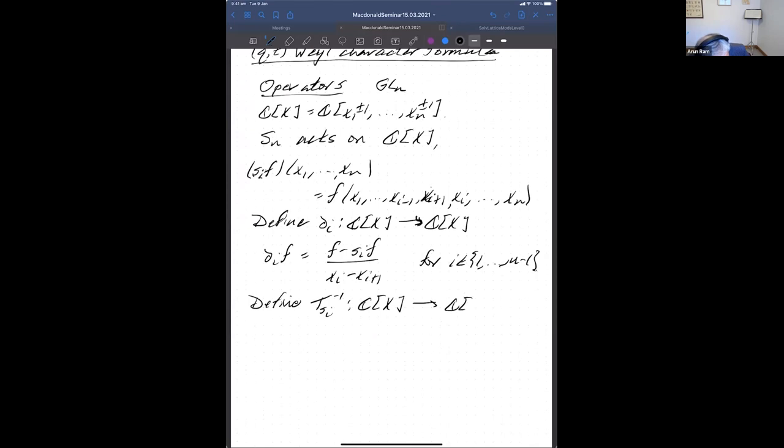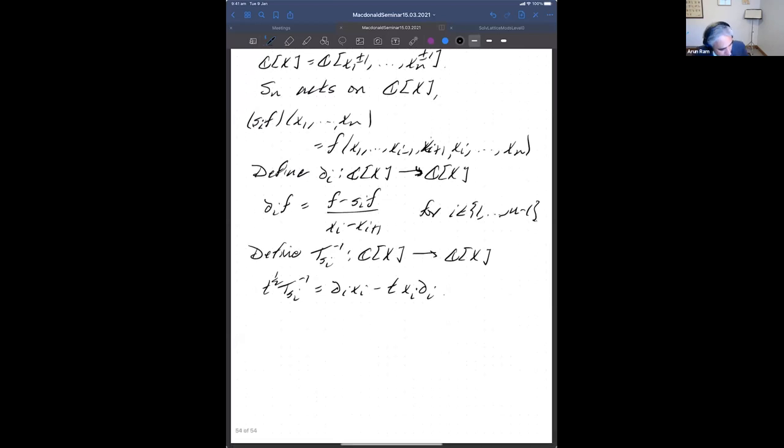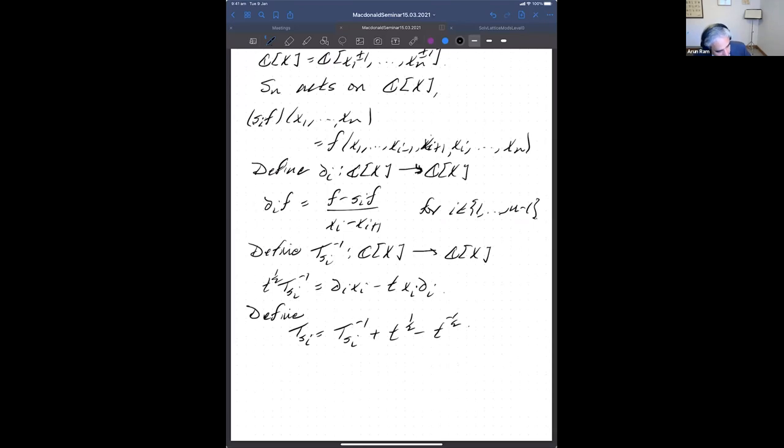So I'll start by defining T_{s_i}^{-1} simply by the following equation: t^{1/2} T_{s_i}^{-1} is ∂_i x_i − t x_i ∂_i. Actually, ∂_i x_i and x_i ∂_i are two different kinds of demazure operators, and this is some quantum commutator of ∂_i and x_i. Then define T_{s_i} to be the operator which is given by T_{s_i}^{-1} plus (t^{1/2} − t^{-1/2}). Okay, so I quickly have several operators on the polynomial ring.